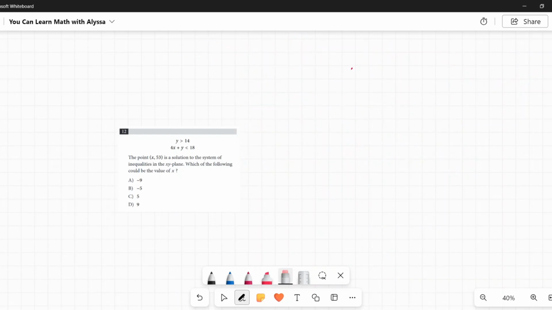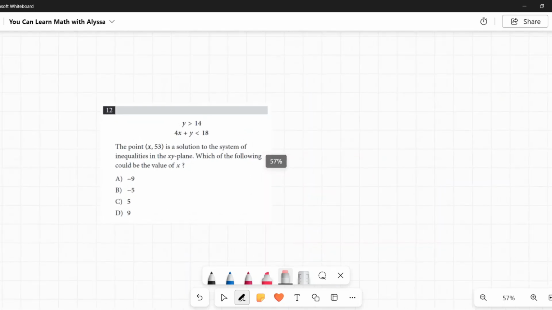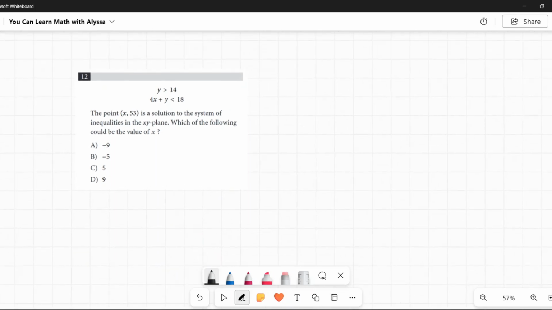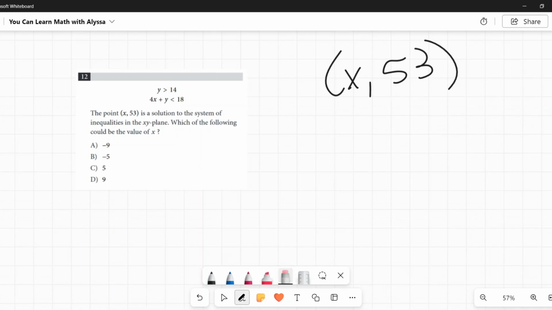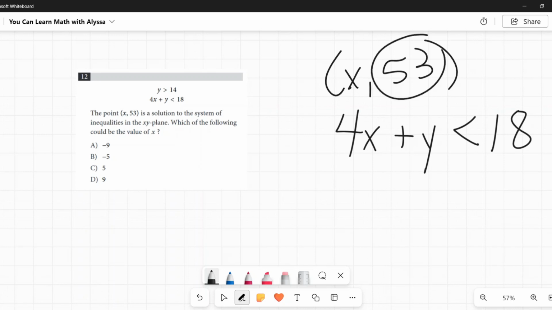The mathematical method, I think, is actually a little quicker, but it doesn't matter which one you use. They're both going to give you the same answer. So we don't know x, and we know that y is 53. Which of the following could be the value of x? All right, so x, 53. Well, the first equation, y is greater than 14. If I plug 53 in there, that's true. I don't have to do anything else. But what about the second one? The second equation, 4x plus y is less than 18. If y is 53, what must x be?